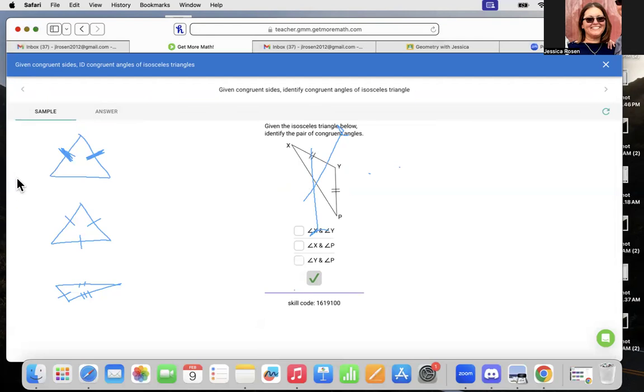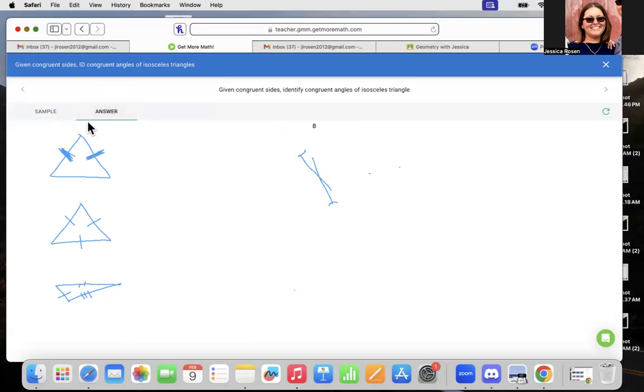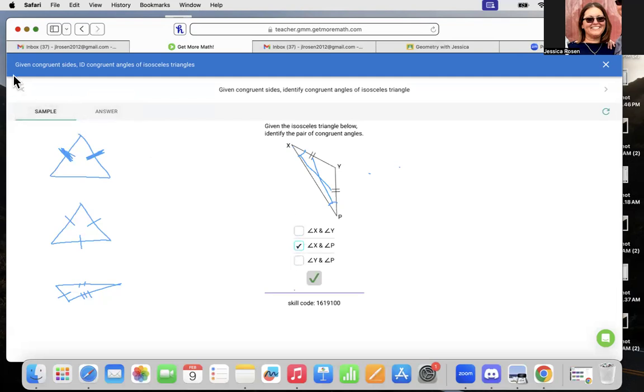So just making sure that we know isosceles is two sides are equal. And again, this kind of triangle can be really tricky for some people. It's across from this angle way over here and this angle way over here. So X and P. Sometimes when it has to almost curve over, our eyes don't really like it very often. But it's the same concept. So X and P, our answer is B, so that's correct.